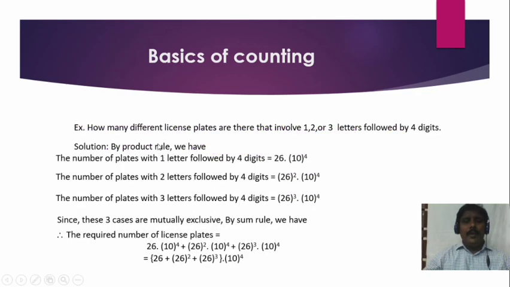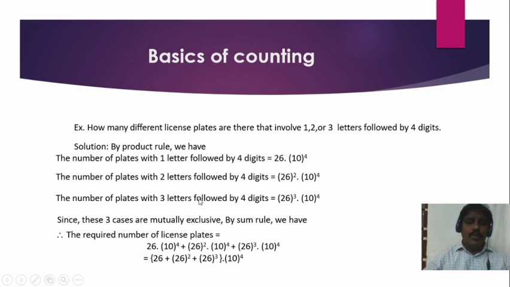Next, how many different license plates are there that involve 1, 2, 3 letters followed by 4 digits? So already we know that the English alphabet has 26 letters. So the number of plates with one letter followed by 4 digits is 26 into 10 power 4. The number of plates with two letters followed by 4 digits is 26 square into 10 power 4. The number of plates with 3 letters followed by 4 digits is 26 cube into 10 power 4. So they are all mutually exclusive.